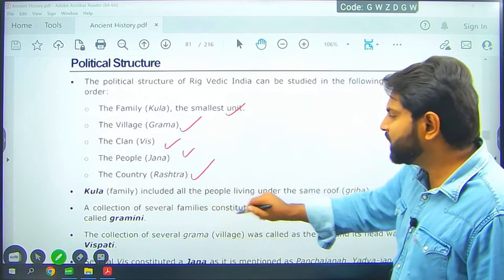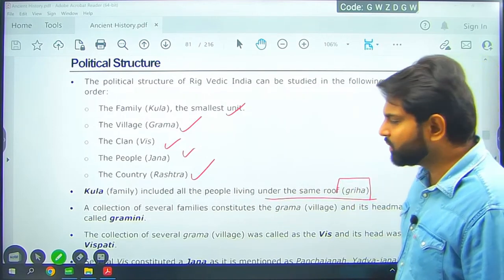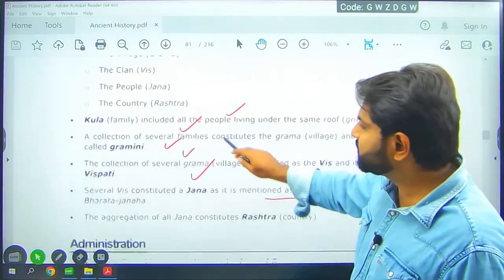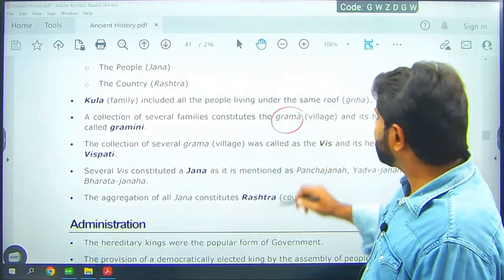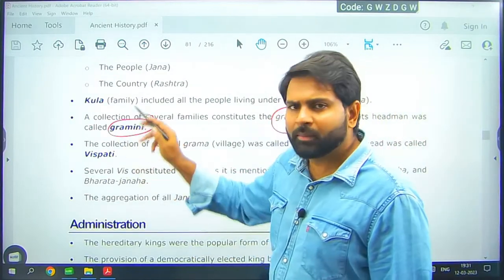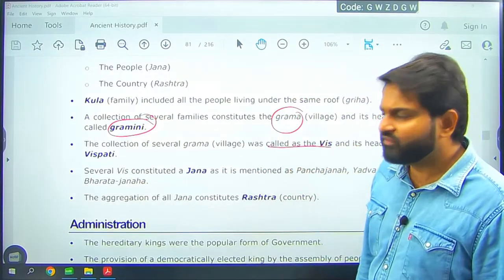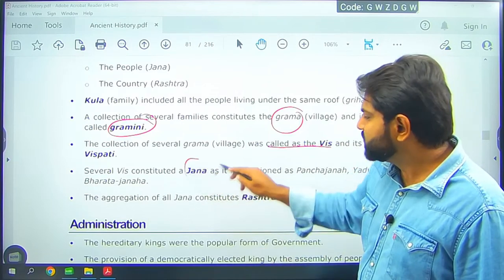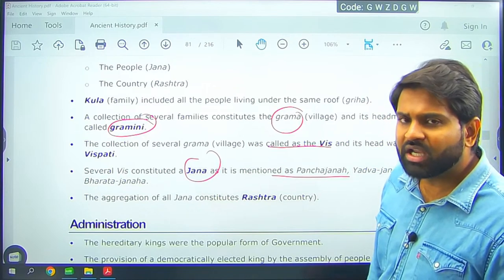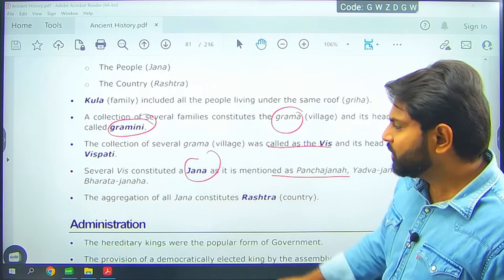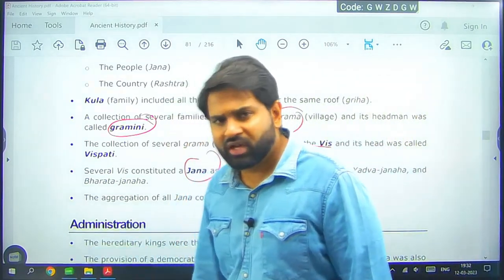Kula included all the people living under the same roof, the gruha, and the person is called kulapati, normally the elderly male person. The collection of several families constituted the grama, the village, and the headman was known as gramini. The collection of several gramas was called vish, and its head is called vishpati. Several vish constituted jana, mentioned as pancha jana, yadava janaha and bharata janaha, depending upon the population. The aggregation of all jana constitutes rashtra, the country. That is why even now we say rashtrapati.